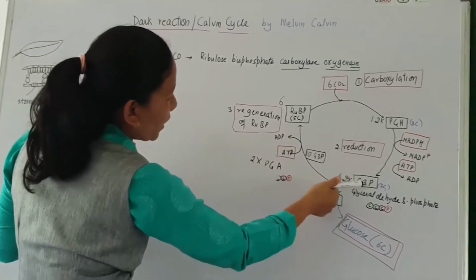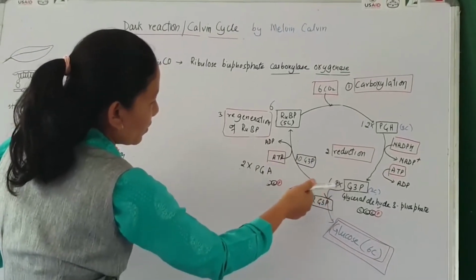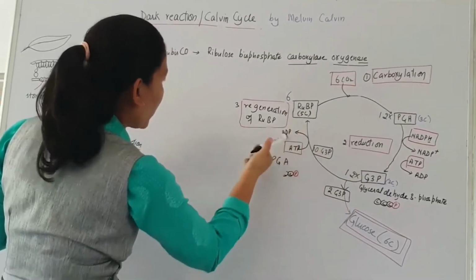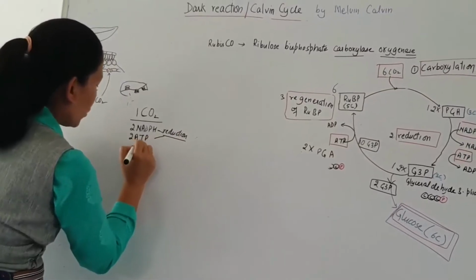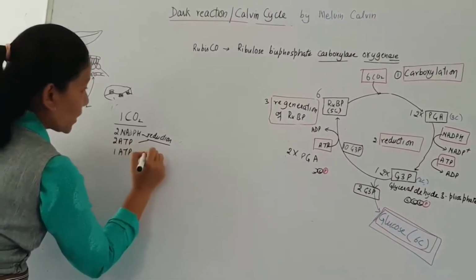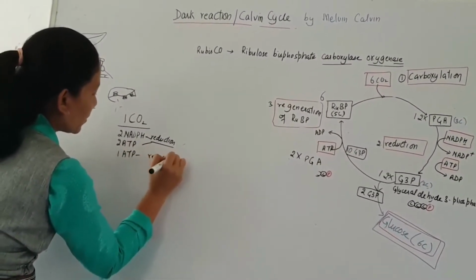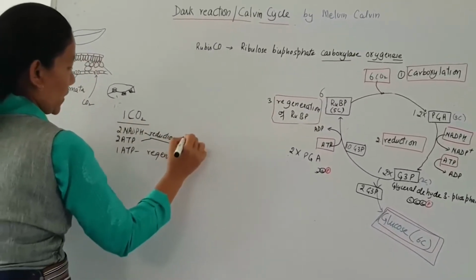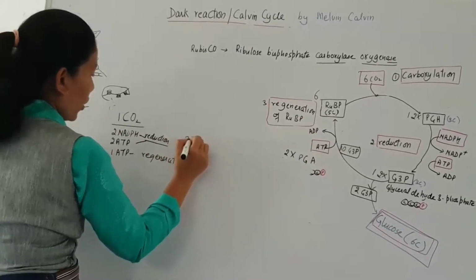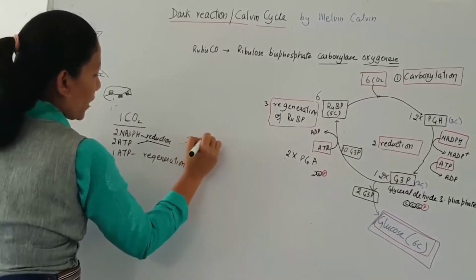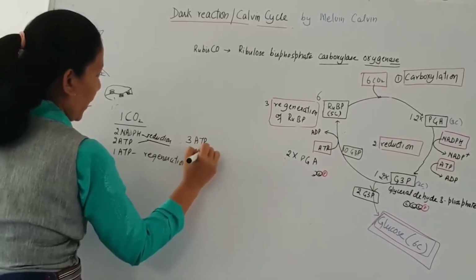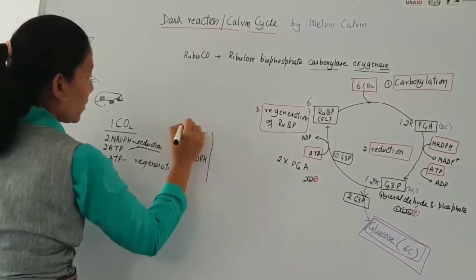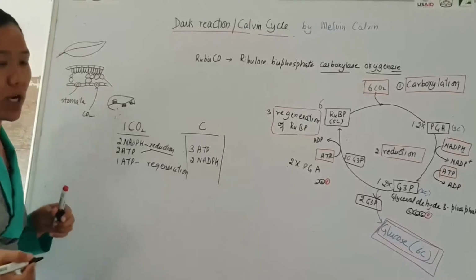So G3P is used to regenerate RuBP. One RuBP requires 1 ATP, so 1 ATP is utilized during the regeneration. So all in all, we can say to fix one carbon dioxide, you need 3 molecules of ATP and 2 molecules of NADPH. Okay, so this is for fixation of one carbon.